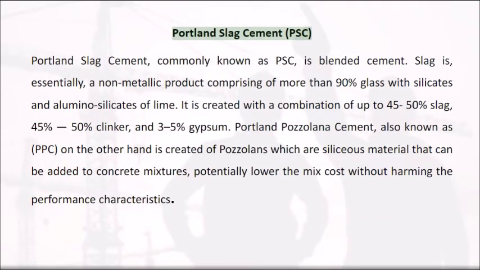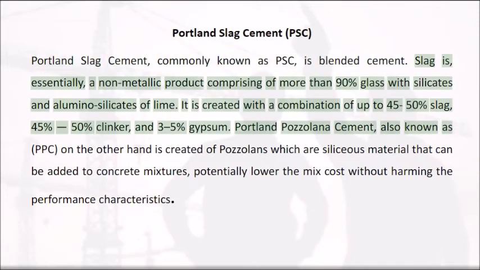Portland slag cement, PSC. Portland slag cement, commonly known as PSC, is a blended cement. Slag is essentially a non-metallic product comprising more than 90% glass with silicates and aluminosilicates of lime. It is created with a combination of 45-50% slag, 45-50% clinker, and 3-5% gypsum.